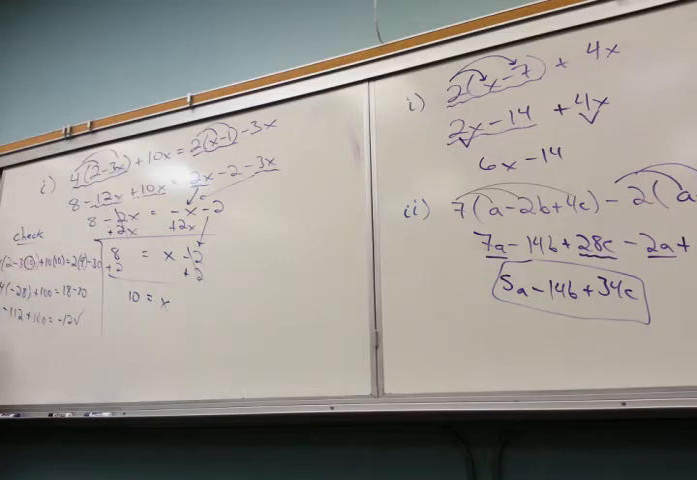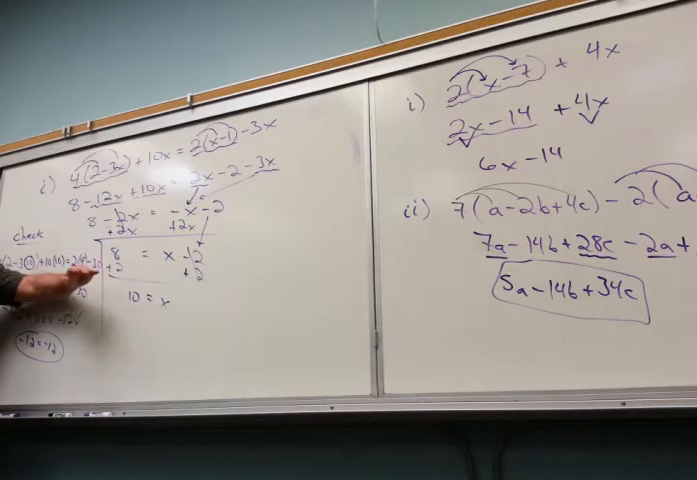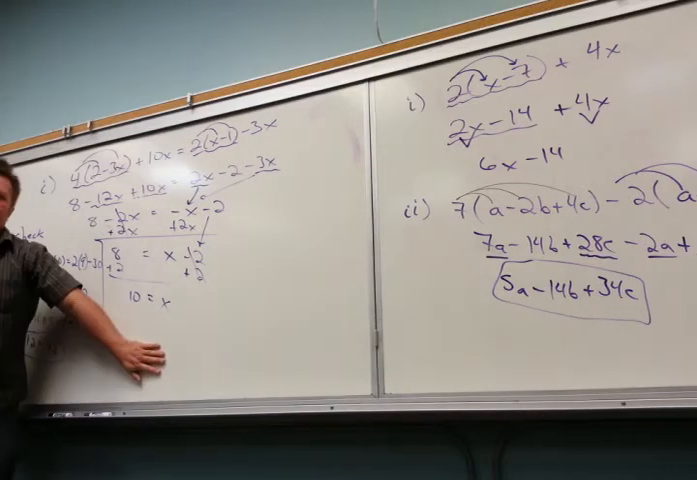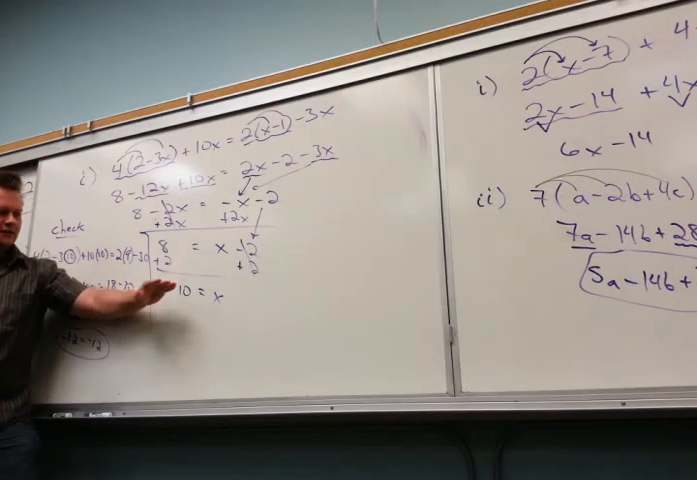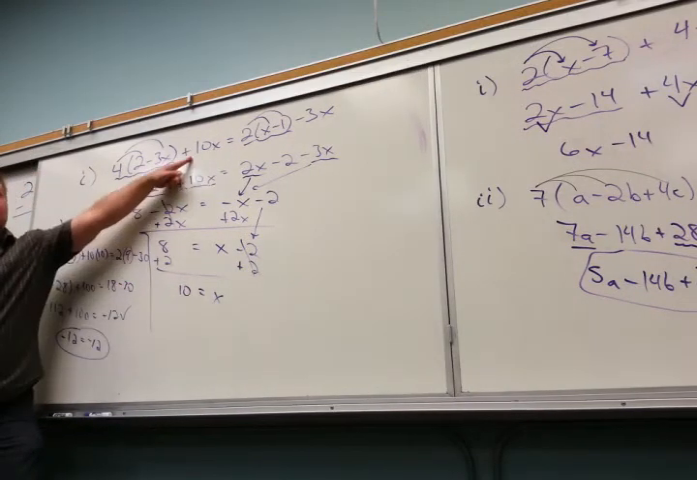Here's my answer for x, right? That's what I plug in for x. The numbers I get at the end, I got negative 12 equals negative 12. That has nothing to do with the number 10, except the fact that it comes up with a true statement. So my claim is that when this is true, this is true.